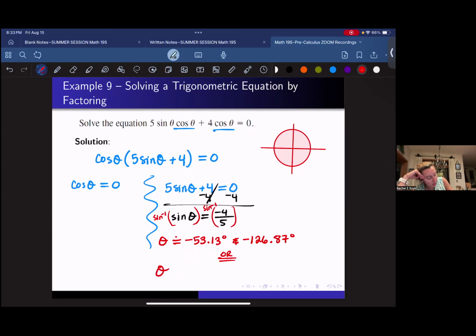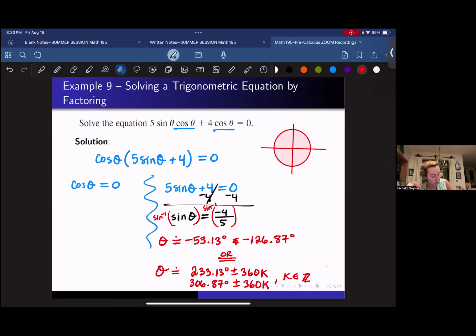Theta is equal to about 233.13 degrees plus or minus our 360k, where our k is an element of our integers, or 306.87 degrees, plus or minus our 360k. Or again, our k, I'll put this for both of them, is an element of our integers.